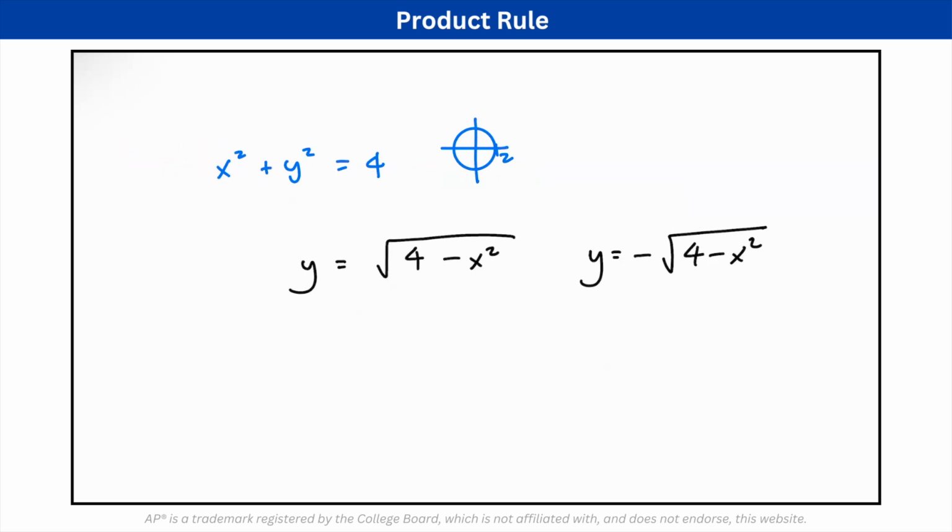What is the equation on the left? The top half of the circle. That's why there's no negative in front of the square root. And can you guess what the second equation is for? The bottom half of the circle. That's why there is a negative. All right. There's a negative there.